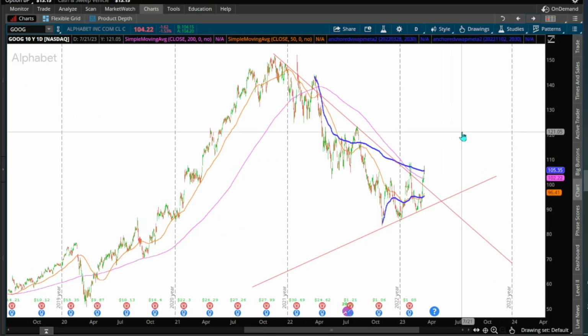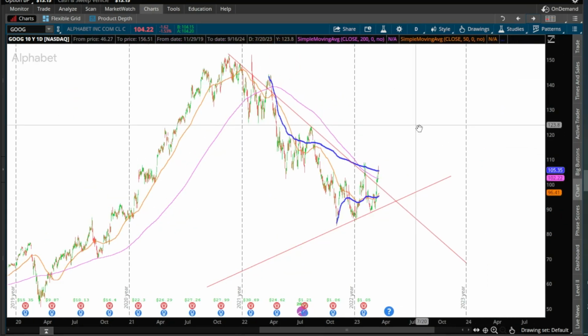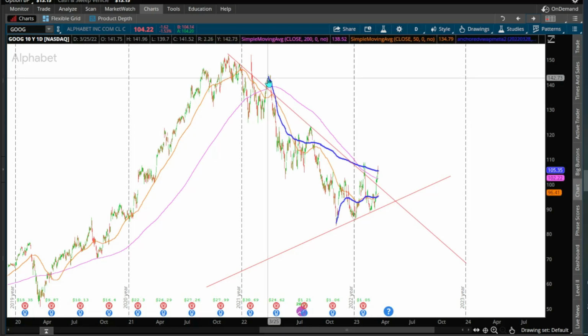Now let's take a look at Google. So Google was definitely interesting because I know that the RSI was a little bit frothy. And if I do have this anchored VWAP from this move before we saw this massive sell-off, we pretty much hit that anchored VWAP. So that anchored VWAP is right at 105.35. Right now we're at 104.22. We did make it slightly above that, as you guys can see.